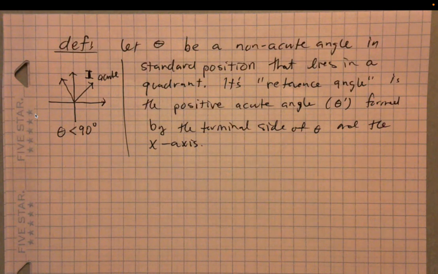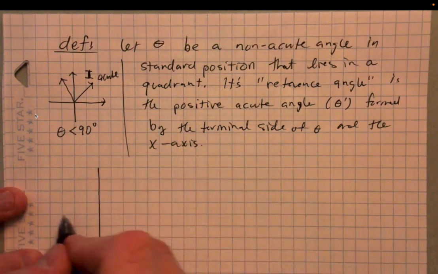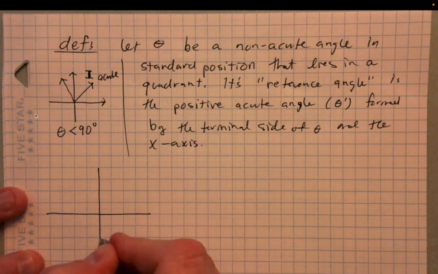Okay, so what does this mean? Let theta be a non-acute angle in standard position that lies in some quadrant. Its reference angle is the positive acute angle formed by the terminal side of theta and the x-axis. I wouldn't expect you to have any conception of what this is from the definition, so let's draw some examples, and I think the idea will come out.